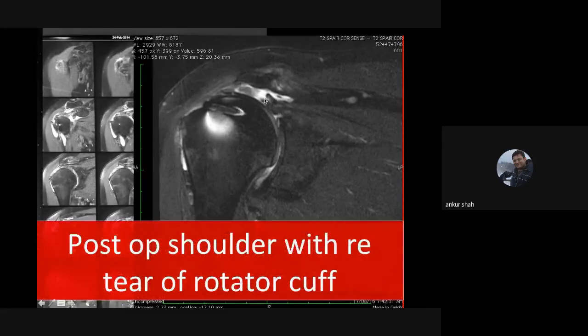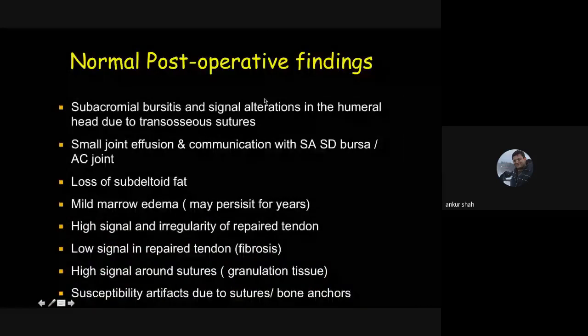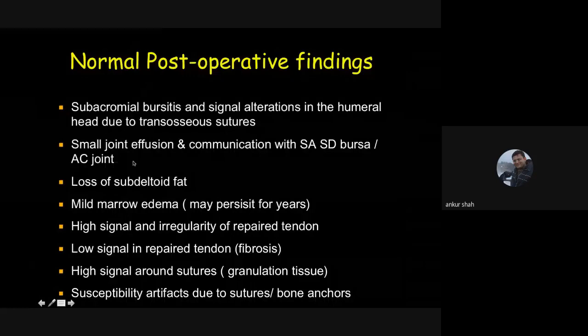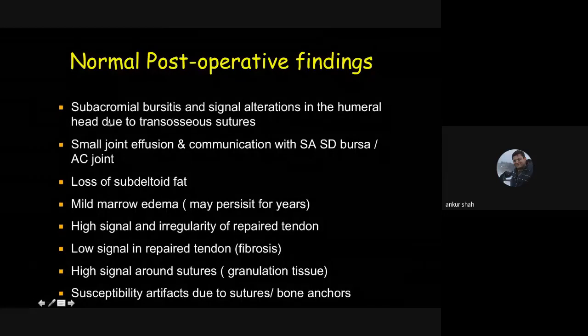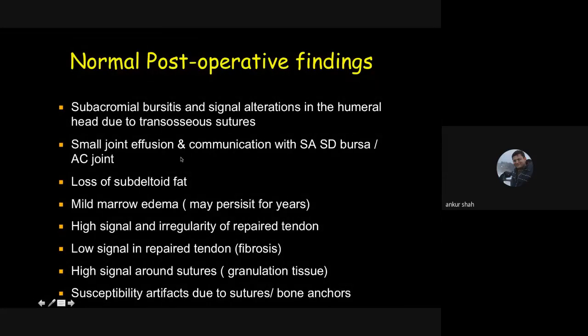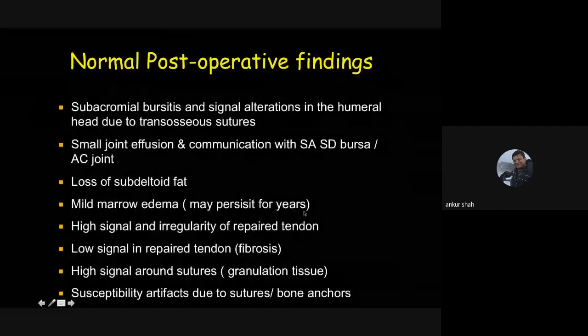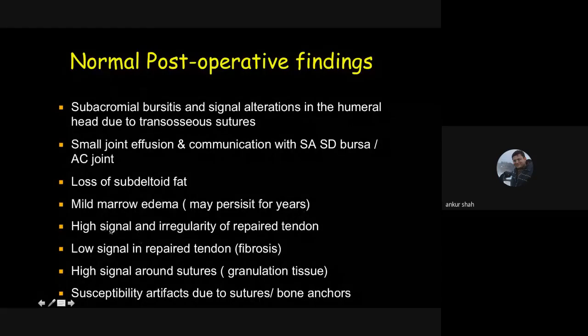So when we are looking at a post-operative shoulder joint, there are some differences in looking at the shoulder. For example, for a pre-op shoulder, whenever there is a subacromial subdeltoid bursitis, we tell it is abnormal. But in a post-op shoulder, it can be normal, because normally there can be communication between the intraarticular part and the subacromial subdeltoid bursa. So a small fluid in the bursa, small effusion, these all are normal. You might see some marrow edema which can persist for years. You might see high signal and irregularity of the repaired tendon.